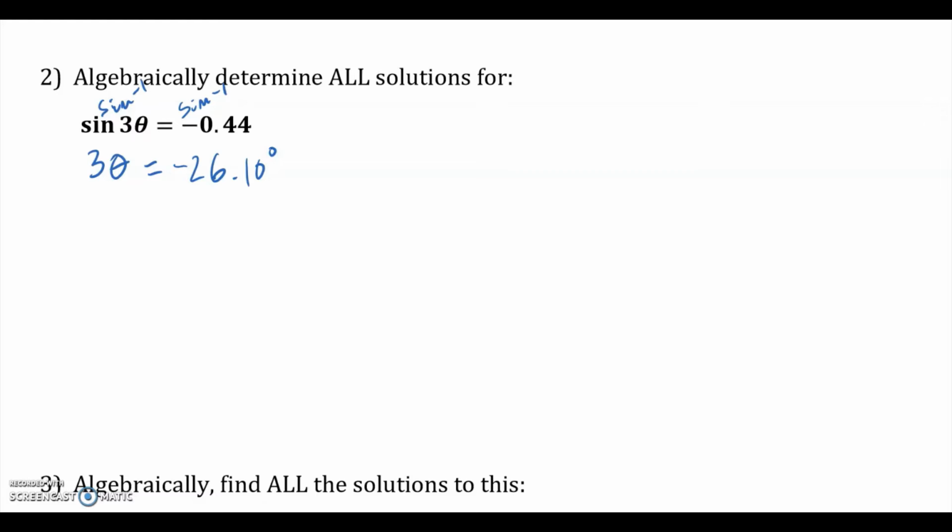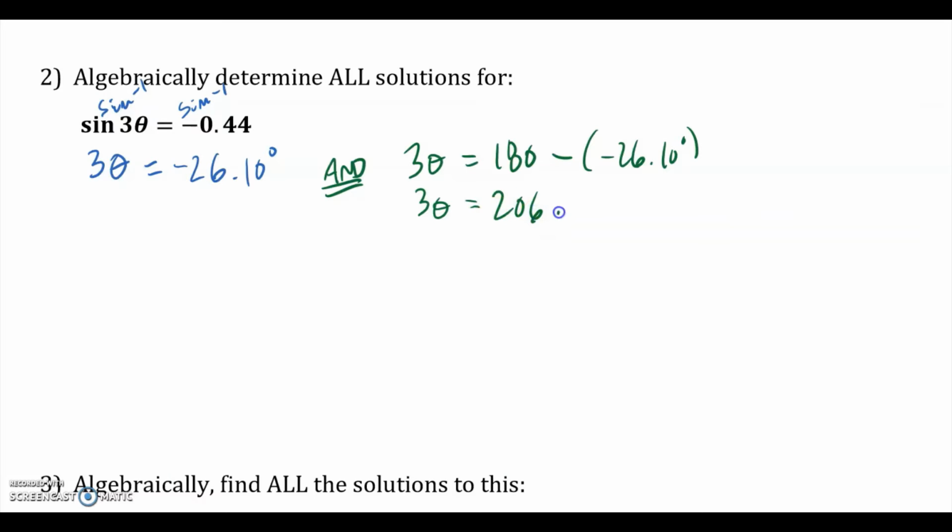Sine has a different rule than arc cosine because of the way the unit circle works. So the 2 angles that have a sine of negative 0.44 are the angle our calculator gives and its supplement. So I'm looking at 180 minus that. So 3 theta equals 180 minus negative 26.10 degrees, which means 3 theta equals 206.10 degrees. Then algebra it up, divide by 3.